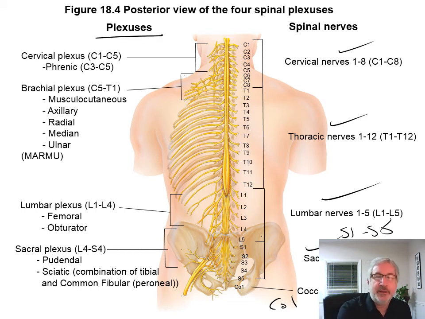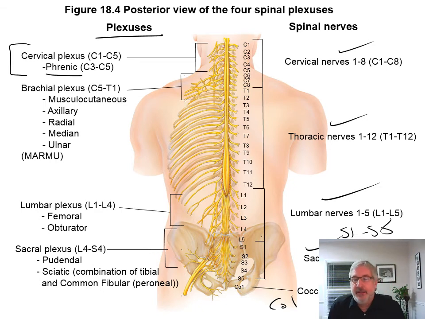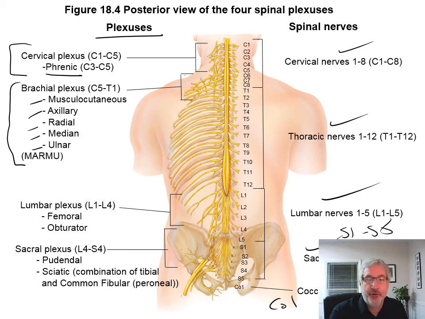Okay, the cervical plexus is from nerves C1 through C5. And what I've listed underneath each of these plexuses are the nerves that I want you guys to know. So you have the phrenic nerve, which arises from the C3 through C5 nerves. Okay, the brachial plexus comes from the cervical nerves 5, 6, 7, 8, and the thoracic nerve number 1. So the brachial plexus has 5 nerves come out of it: musculocutaneous, axillary, radial, median, and ulnar nerves.